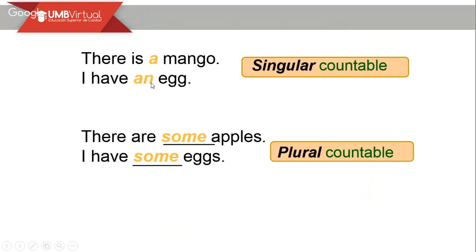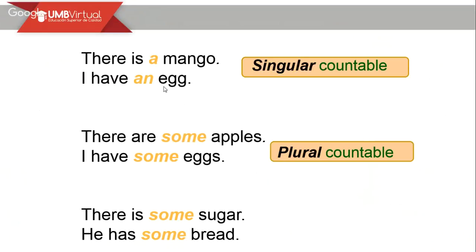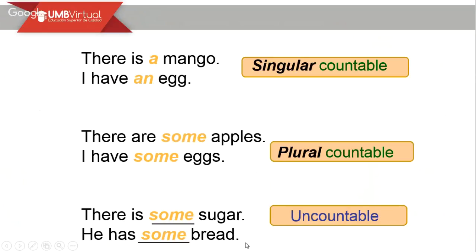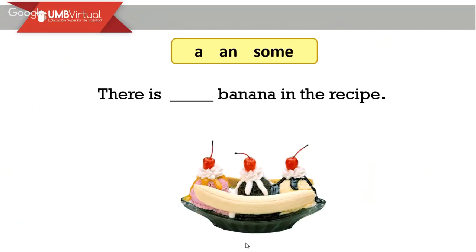En este caso, como vemos acá, colocamos solo a, porque el sonido es consonántico, que empieza acá en esta palabra, a diferencia de la segunda, que empieza un sonido vocálico. There is some sugar, he has some bread. Sugar and bread, azúcar y pan. They are uncountable. Nosotros no podemos decir un pan de panes como lo decimos en nuestro contexto. No. So they say there is a package of bread or there is a loaf of bread, but it's a little bit different.